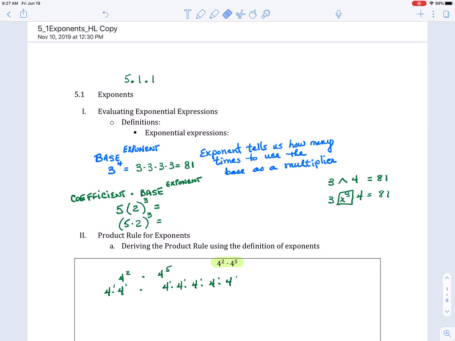So you can see here that first example that I have is a base 3 raised to the power 4. And you see I've expanded that out. I've written down the base 3 4 times. I'm using it as a multiplier 4 times. That gives me a result of 81.